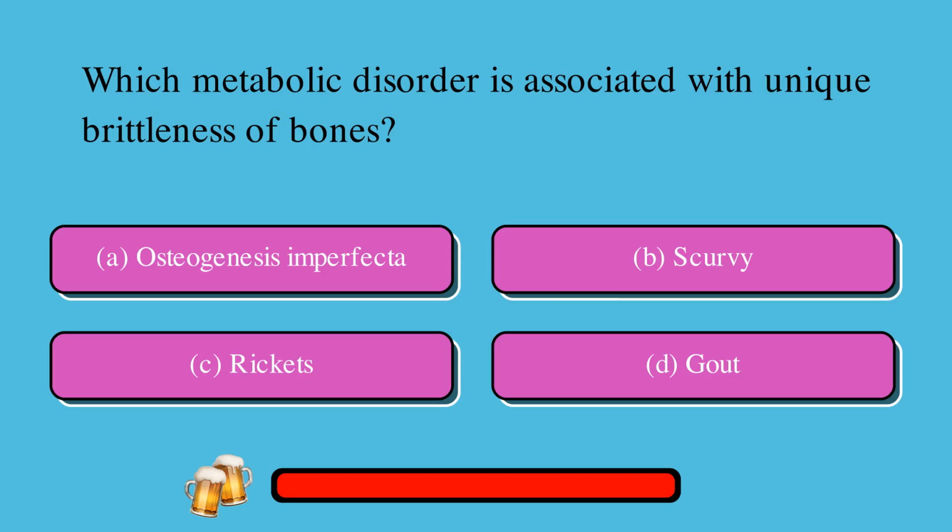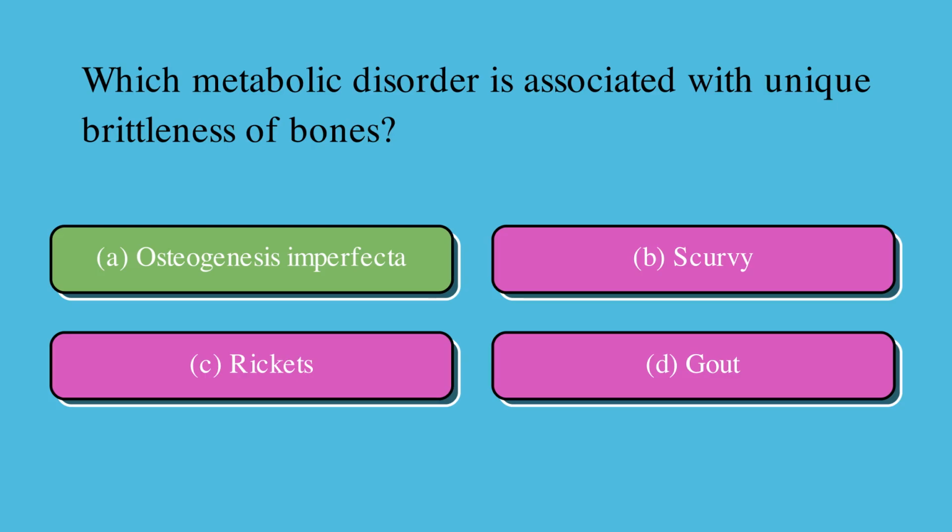Which metabolic disorder is associated with unique brittleness of bones? A. Osteogenesis imperfecta, or B. Scurvy, or C. Rickets, or D. Gout. The correct answer is A. Osteogenesis imperfecta.